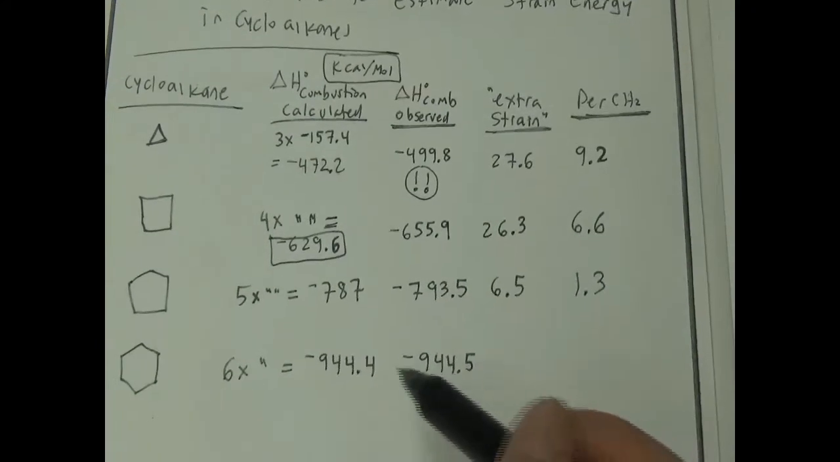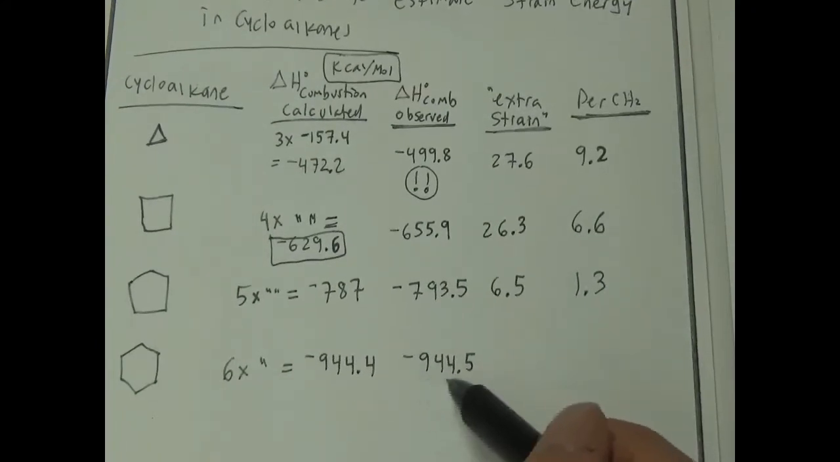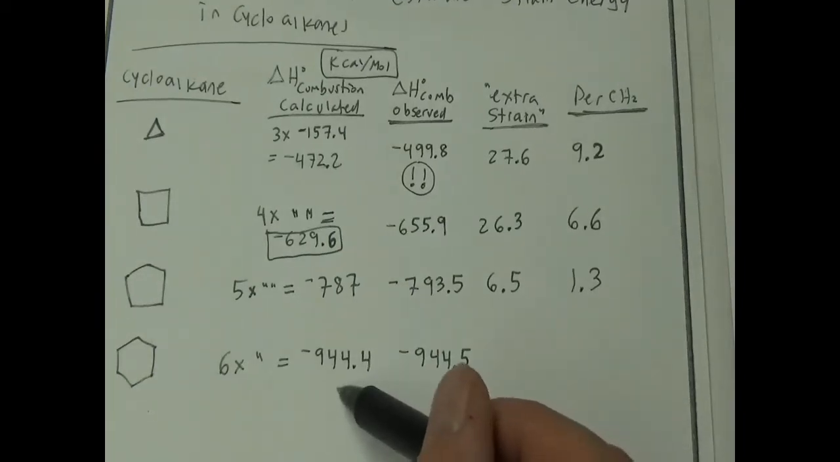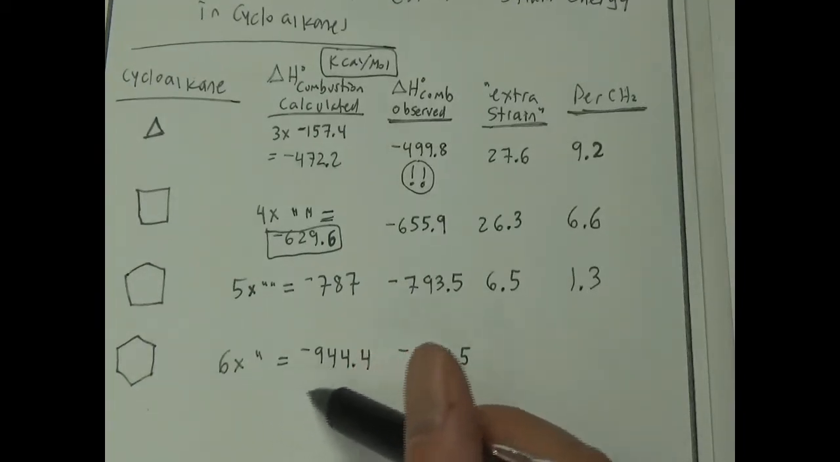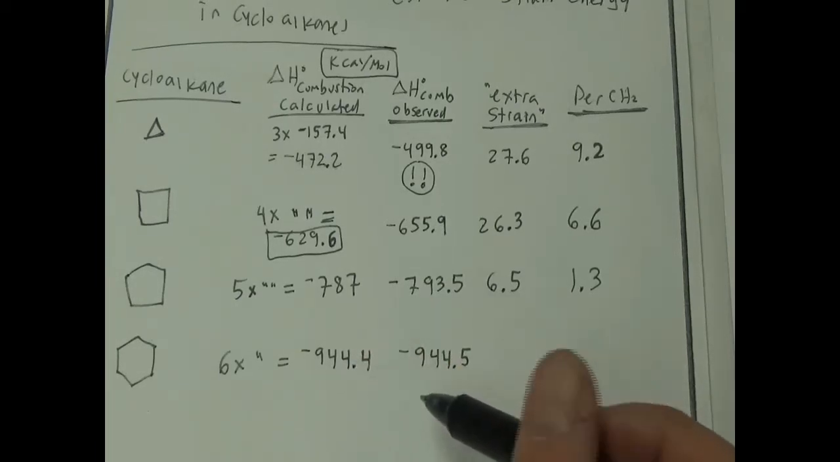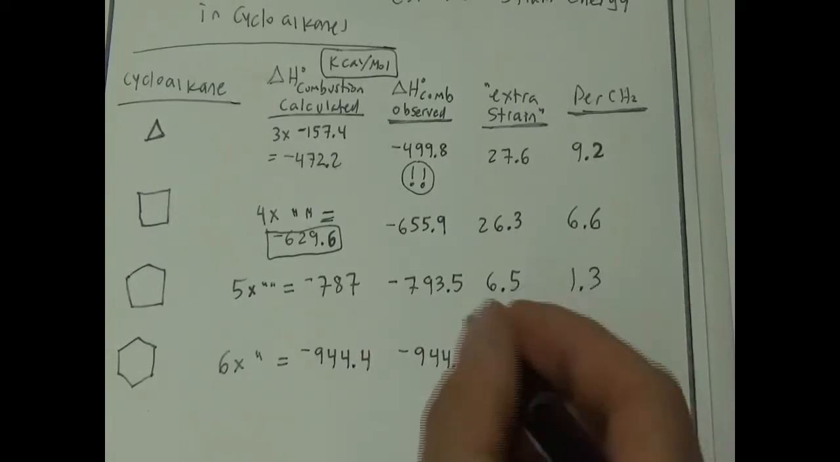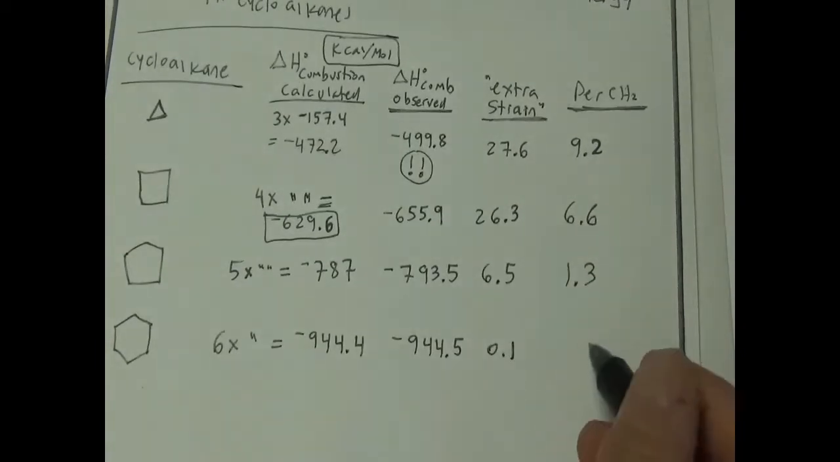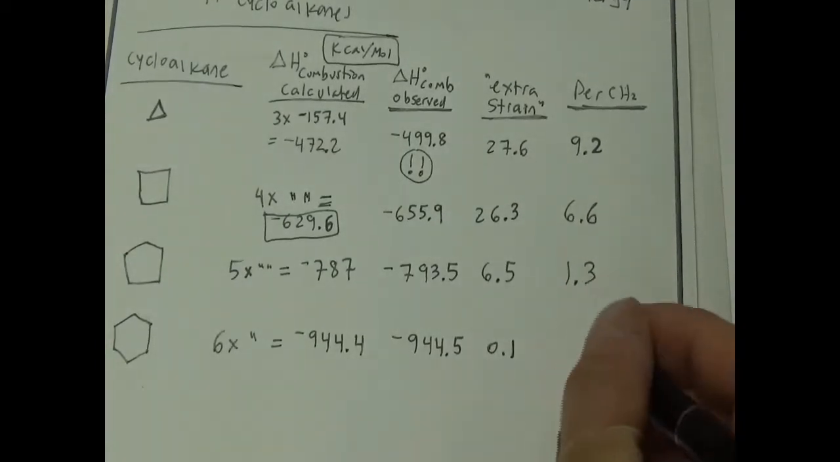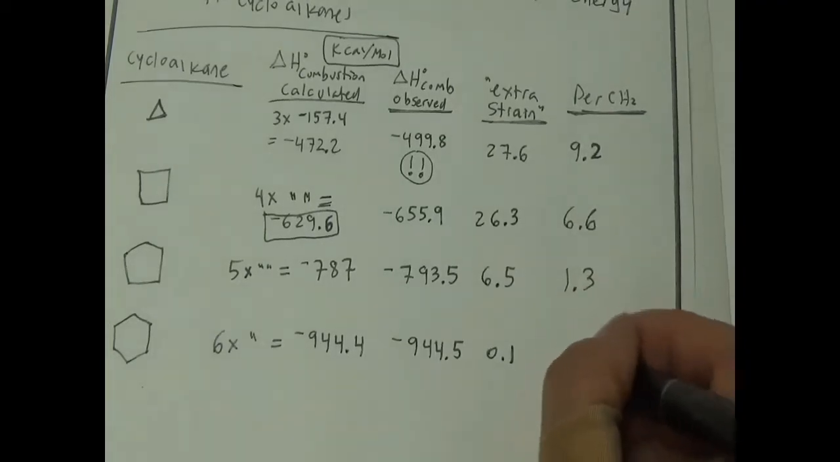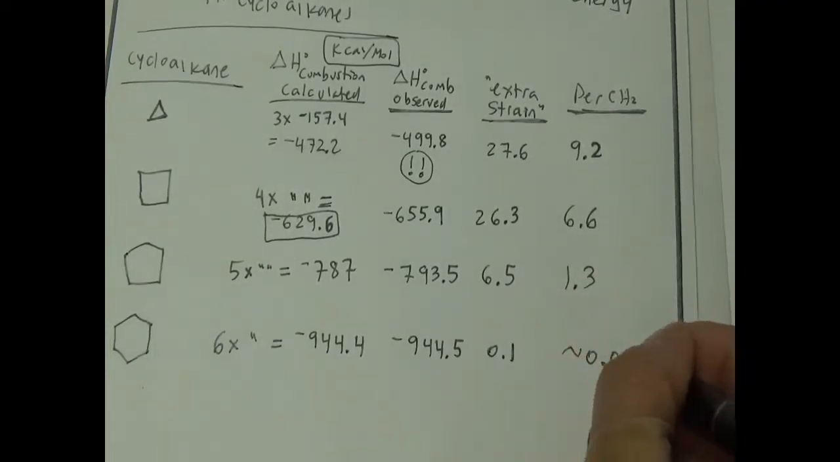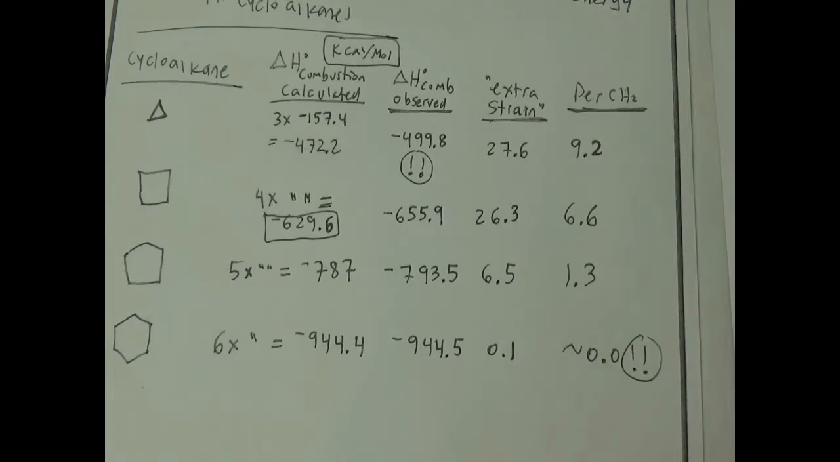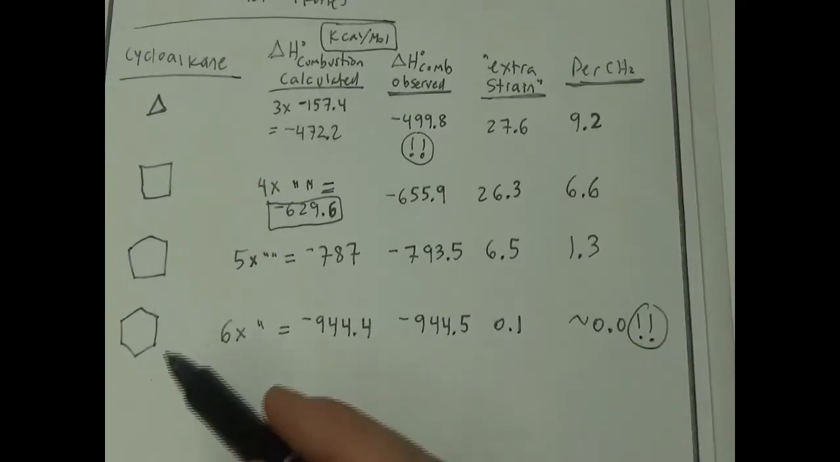Well, it looks like the combustion pretty much matches that of a strain-free molecule, because this column is a strain-free molecule, right? So we take the difference, and it's 0.1. Take 0.1 divided by 6, and it's basically 0.0. It's a very small number. What do you say? It's a strain-free molecule.